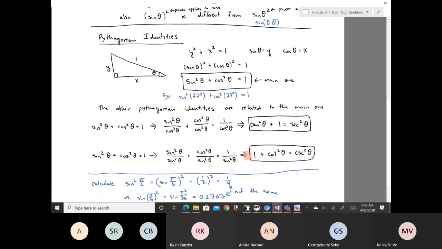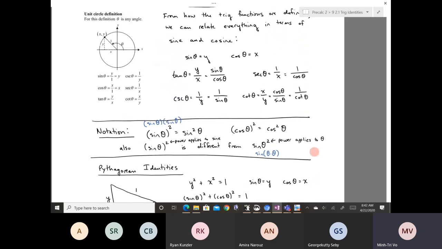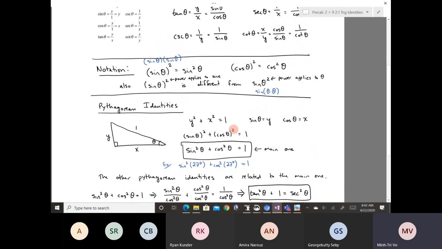Okay, so those are the Pythagorean identities. Any questions on the identities?